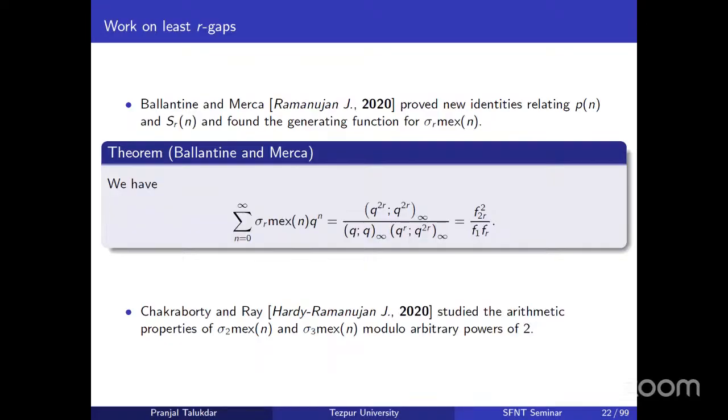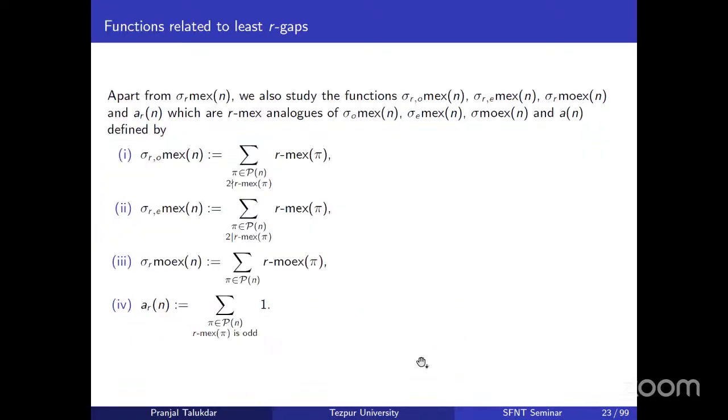Ballantyne and Merca proved this generating function for sigma r max, and they also found some identities relating the partition function and this summation function. Following their work, Chakraborty and Rai studied arithmetic properties of sigma 2 max and sigma 3 max modulo arbitrary powers. In our work, we have studied these functions, sigma r max. We have also studied its even and odd counterparts, the summation function for the r-minimal odd excludent, and this counting function.